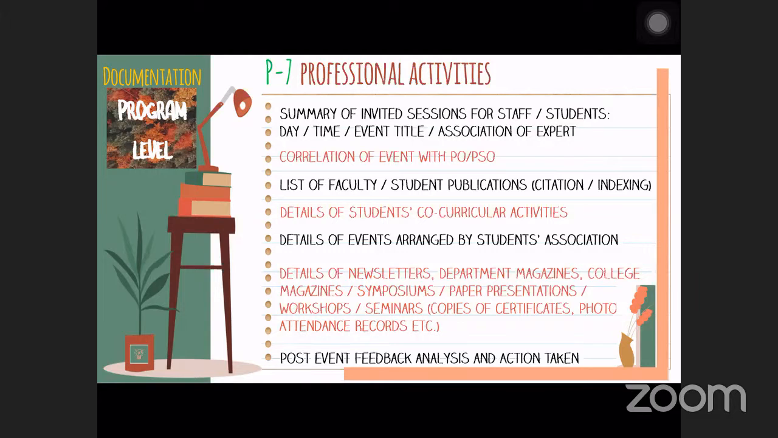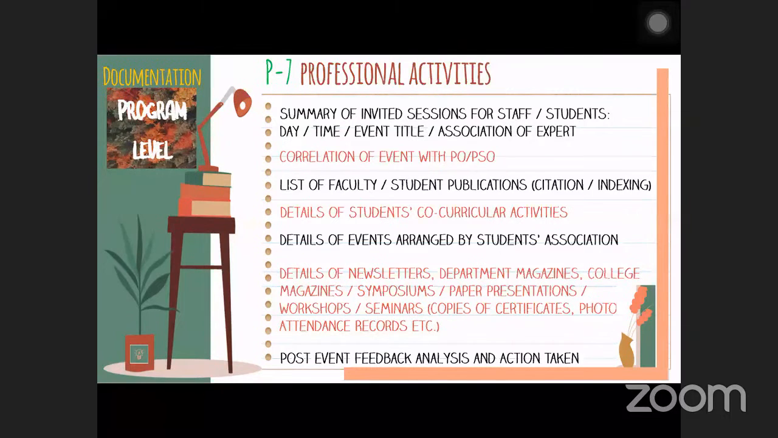Also the extracurricular activities. To build team spirit, the students work in teams, they arrange such co-curricular as well as extracurricular events, and that helps to improve their personality. So basically the details of all the events which are arranged by the students association, that record must go into this file.